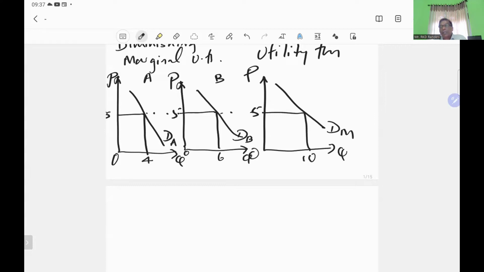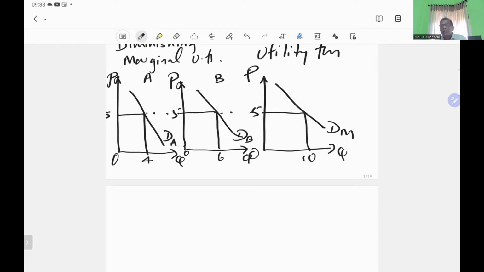That is the introspective method. We observe ourselves, yourself, and assume others also do the same way. You can imagine others also doing the same way. First, you can observe yourself. That means why the individual demand curve slopes downward from left to right. These reasons go to the market demand also.